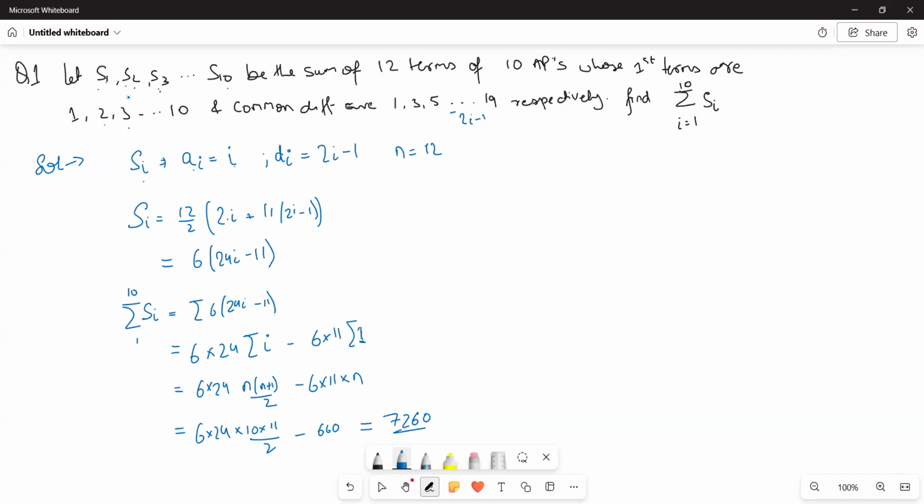If S1, S2, S3, ..., S10 be the sum of 12 terms of 10 APs whose first terms are 1, 2, 3, 4 and so on and so forth, this is how we solve the question. This question is from Mains 2023.